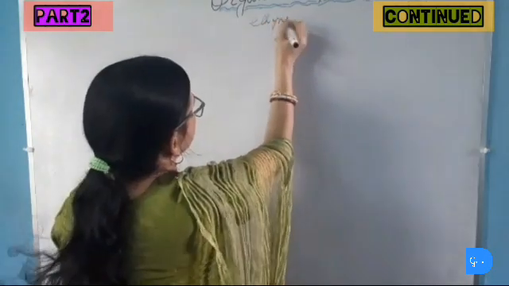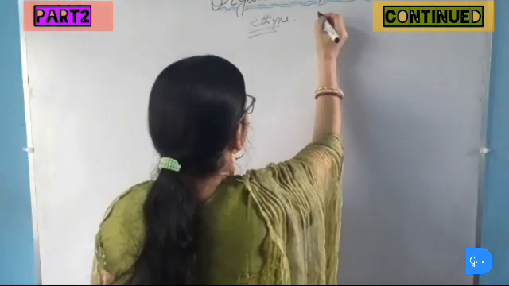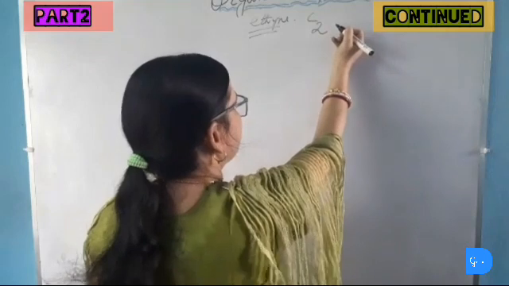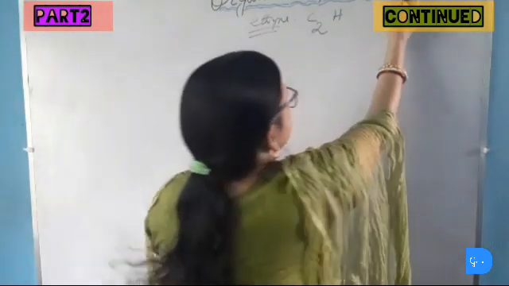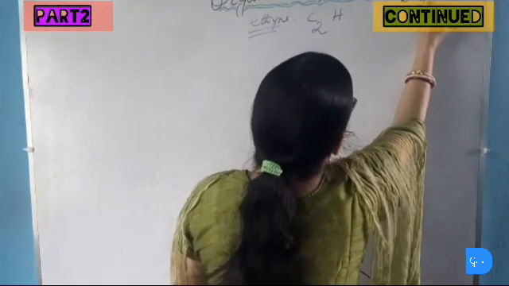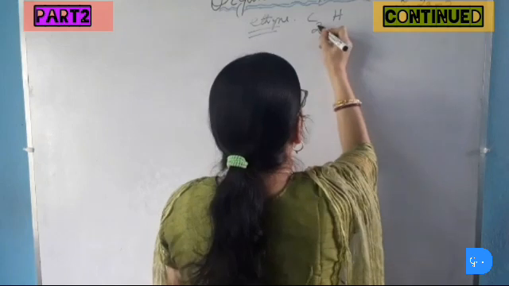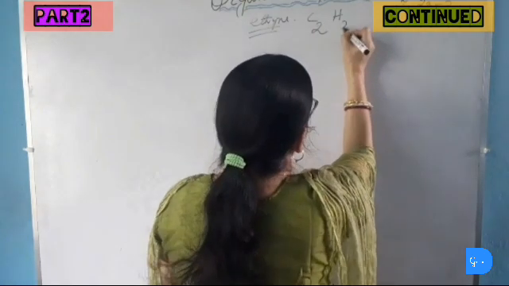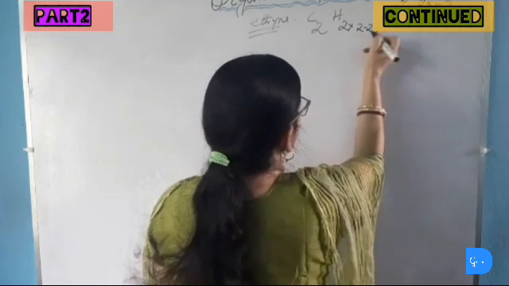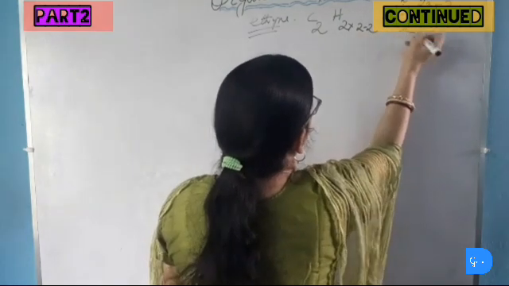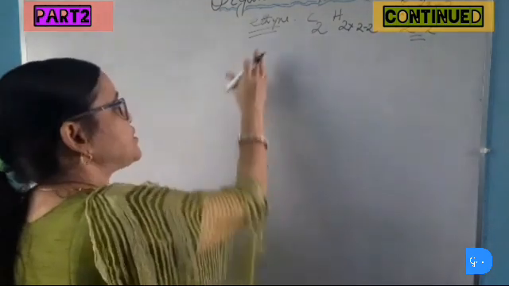Ethyne. It is the first member of the alkyne group. What will be its molecular formula? C2. How many hydrogen atoms will be there? Let's recall the formula: CnH2n minus 2, where n is equal to the number of carbon atoms. So if the carbon atoms are 2, then the number of hydrogen atoms will be 2 into 2 minus 2, that is 4 minus 2, 2. C2H2. This is the formula of ethyne.